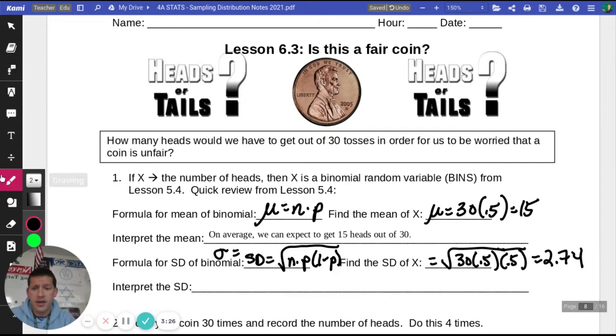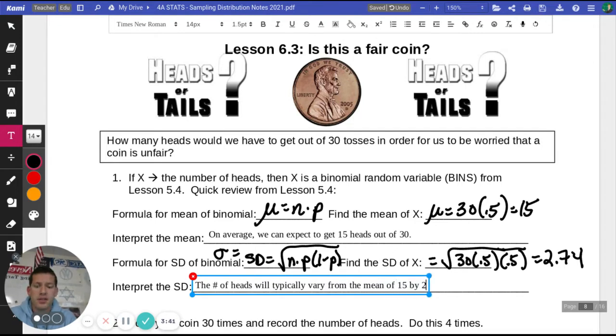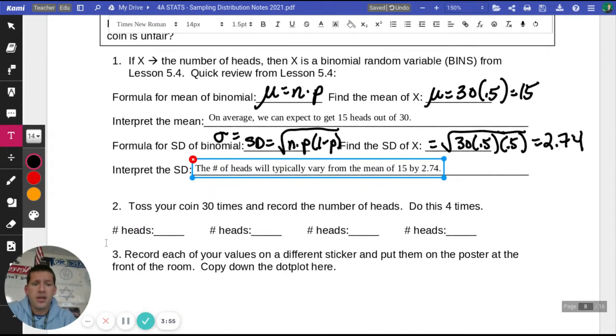To interpret that standard deviation, what does it mean? That means that the number of heads will typically vary from the mean of 15 by 2.74. So one standard deviation away from 15 is 2.74 on either side. Remember, outside of 2 standard deviations away from the mean, that's where it gets unusual. So that may come in handy.